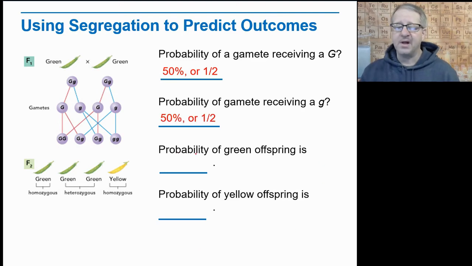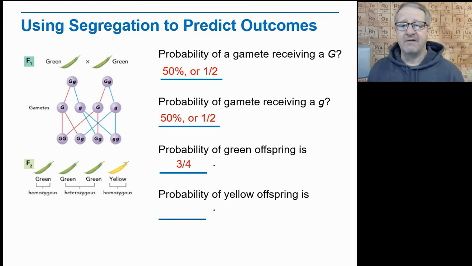Now, once those alleles in the gametes combine, once two of them combine, one from each parent, what are we going to end up with? What is the probability of having green offspring? Well, if you count them up, 1, 2, 3 out of 4. So 3 out of 4, or a 75% chance if you convert that into a percentage.